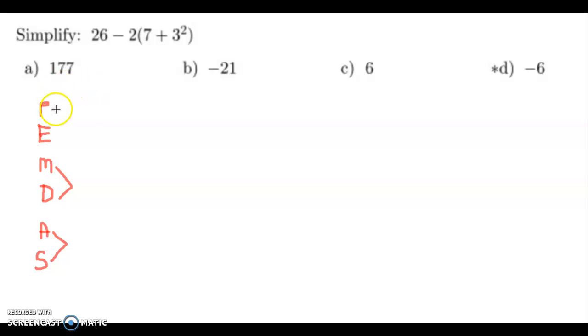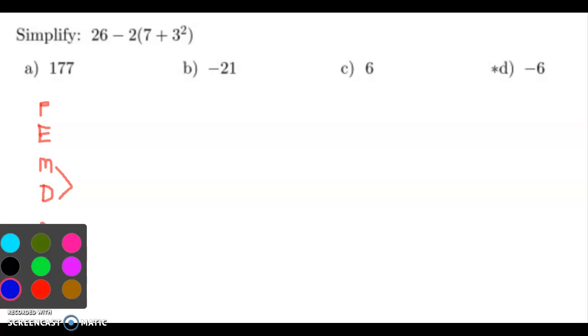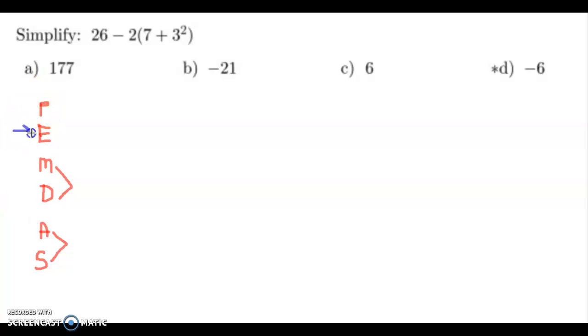First thing is parentheses. So I see some parentheses going on right here. So I have to handle those first. But look what's inside the parentheses. I have an addition sign and I have an exponent. So if I look down my order of operations, the exponents come first. So I'm going to start with this exponent of 3 squared.